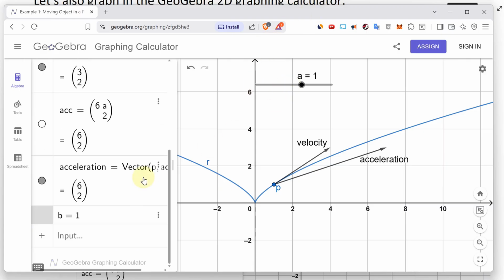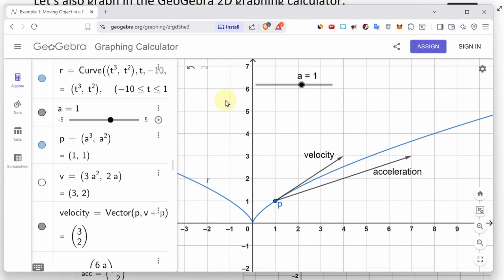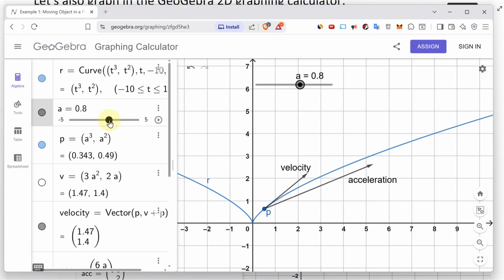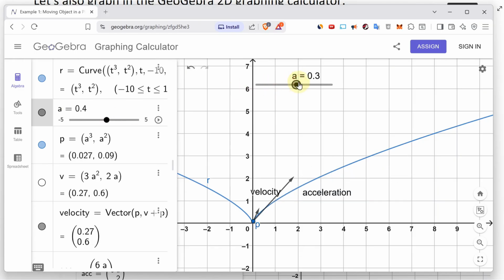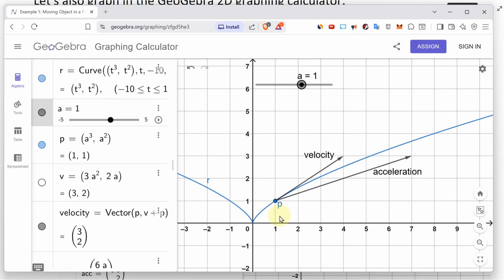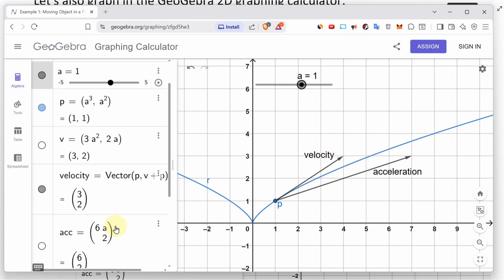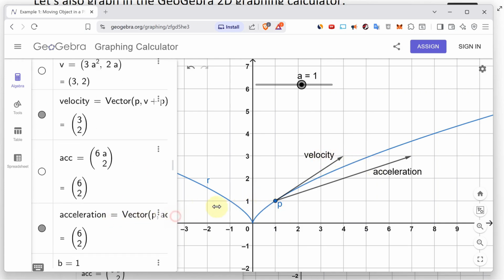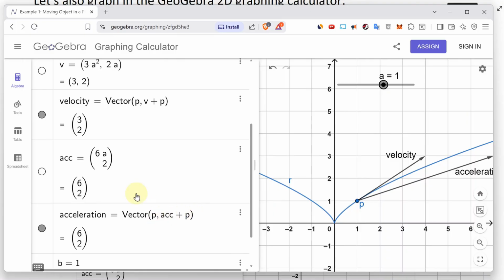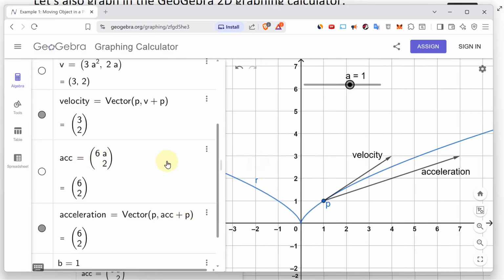So anyways, what we have now, there's our a. You can either slide it from here, but I also put the slider here, so you can actually slide it. It's pretty cool. So you go to a is 1, so we have this point 1, 1. And there's a velocity vector, and the acceleration vector is just P plus ACC plus P. So this is the vector, I just add it to the point P. So that's how you make it.